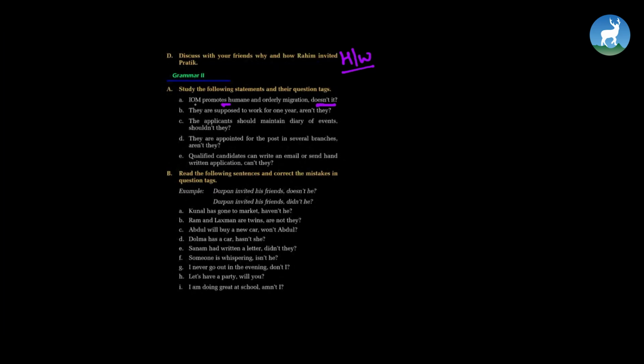But since this sentence is positive, we need to keep a negative question tag. So the negative of does is doesn't, and we used it because the subject is IOM, and IOM is not a person, so we can use it. They are supposed to work for 1 year, aren't they? Now see, the verb over here is are, so simply the negative of are, aren't. And why they? Because the subject is they.